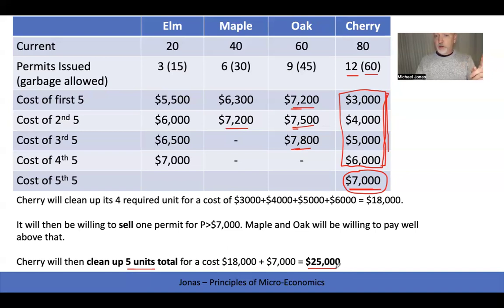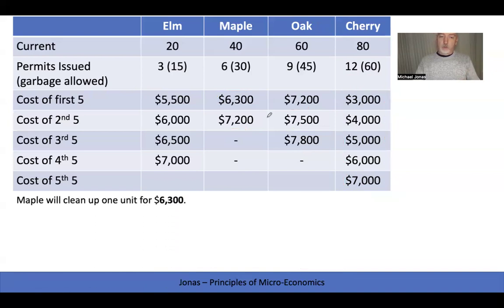Okay, so there's only one more unit that has to be taken care of. So we had 4 cleaned up by Elm, 5 cleaned up by Cherry. The remaining unit being cleaned up is going to be this guy here, right? The relatively low cost first unit cleaned up by our firm Maple, right? It will clean up that 1, but it's going to want to avoid cleaning up its second. Right?